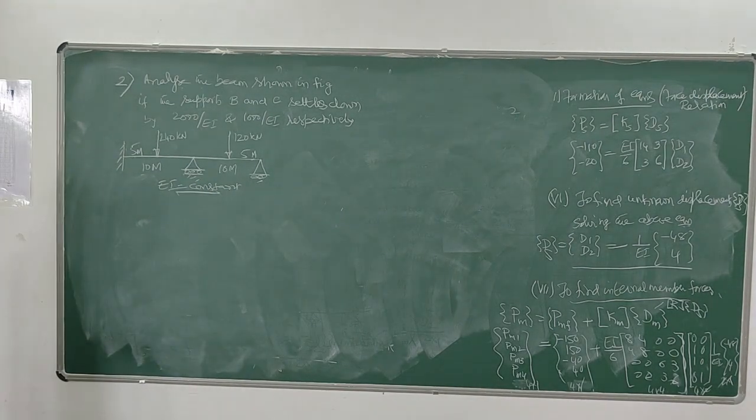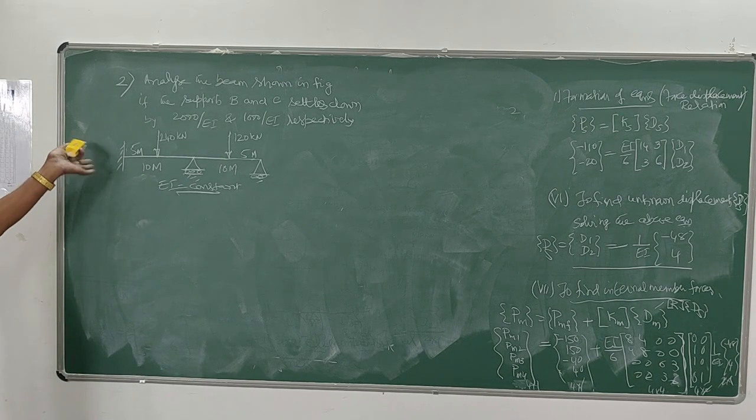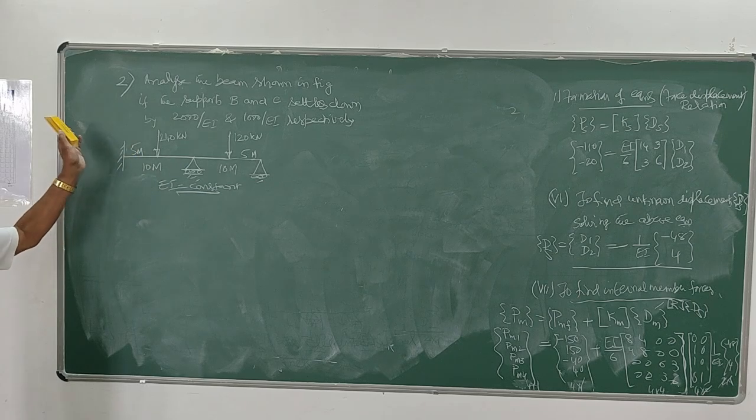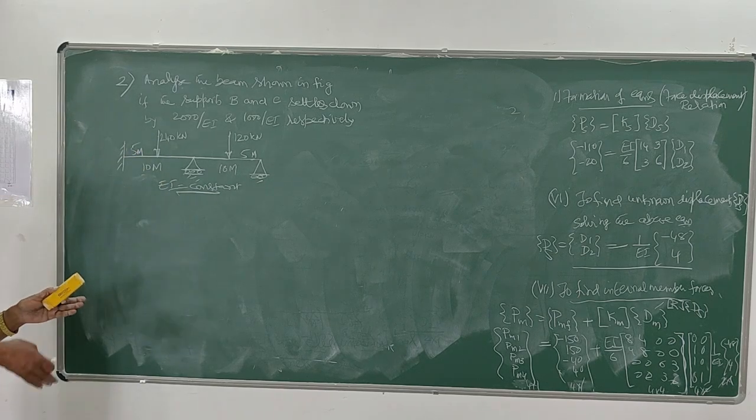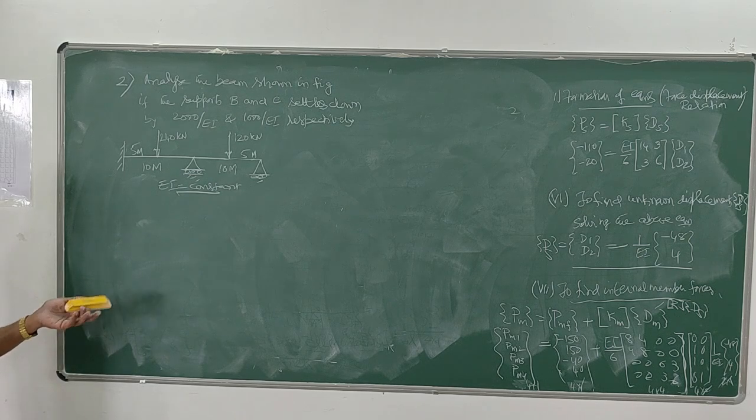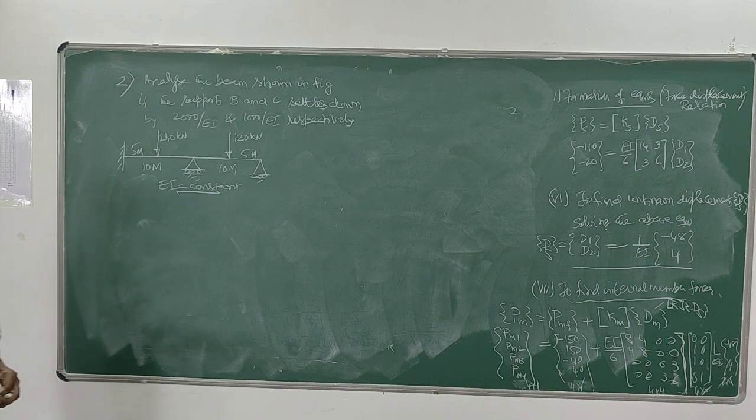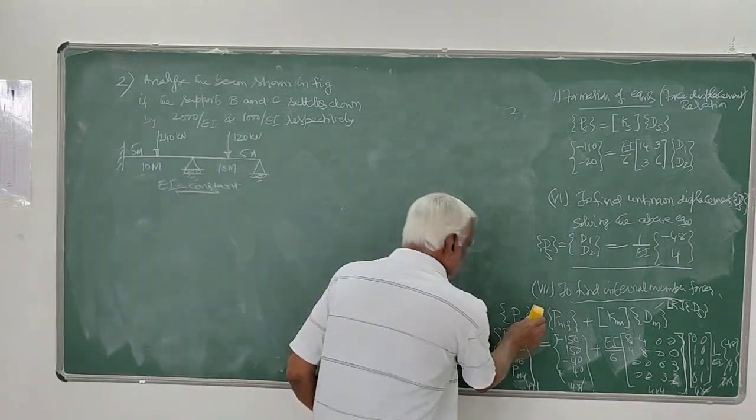I will take a relatively simple example. Only concentrated loads. Loads may be changed anyway, either UDL or eccentric concentrated load, or it may be a triangle load, whatever it is. Only that fixed end moment formula you have to remember. That's all. Other than that, there is nothing.